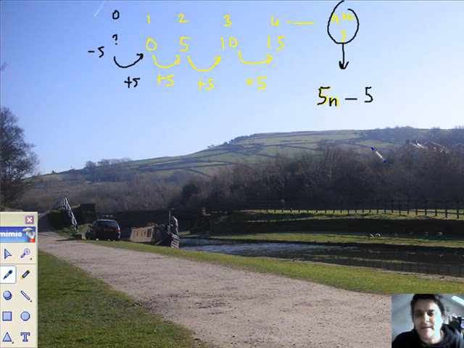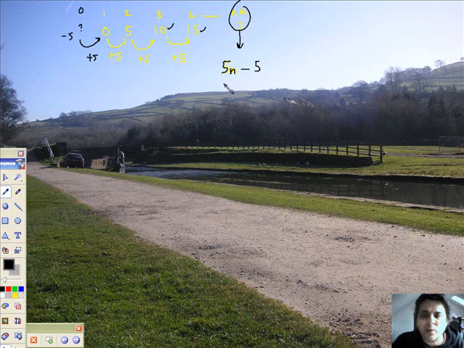Okay, let's just test it with 4. If n is worth 4, I've got 5 times 4 is 20. 20 take away 5, 15. That works. Try it again. Let's work with the 3. 5 times 3 is 15. Take away 5 is 10. That also works. Therefore, I'm pretty convinced that the nth term for that sequence is 5n minus 5.